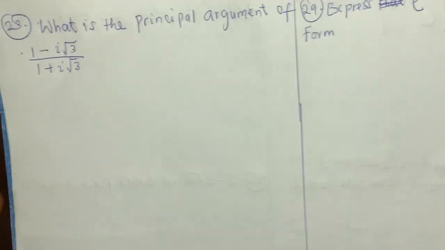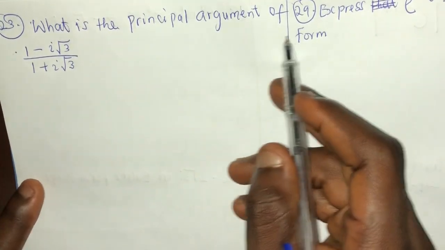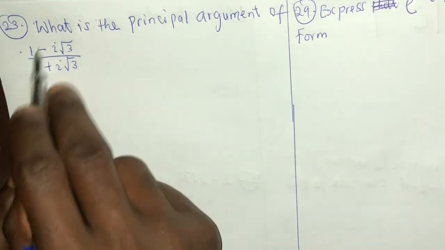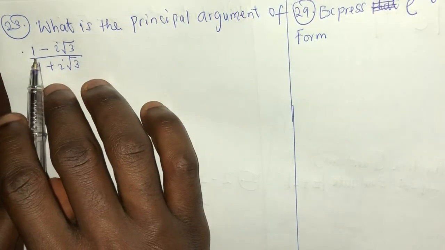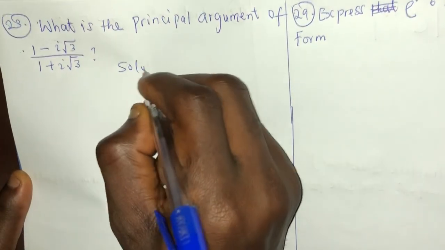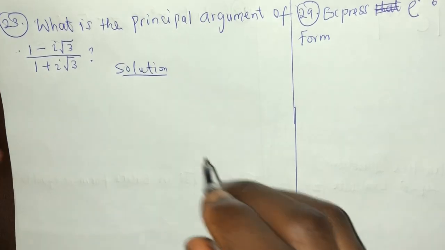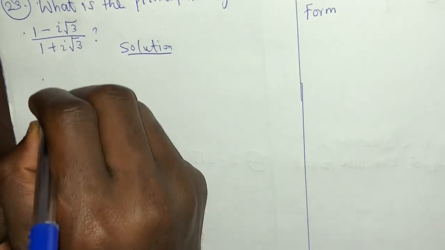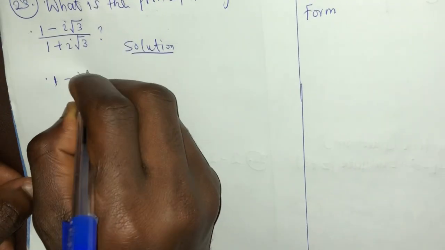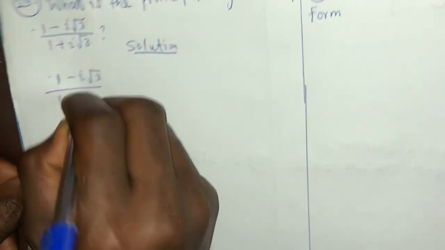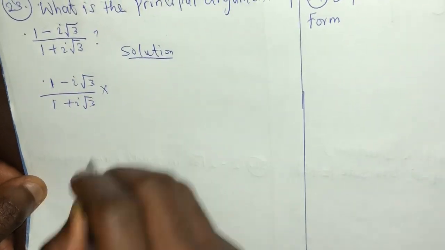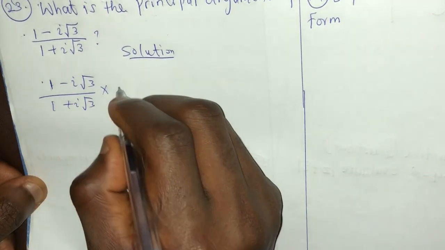So the next question reads, what is the principal argument of this? Okay, we have to find the principal argument of this. Solution, we have to find the principal argument. Let's write the question. 1 plus I root 3. So we are going to rationalize the denominator first thing first.